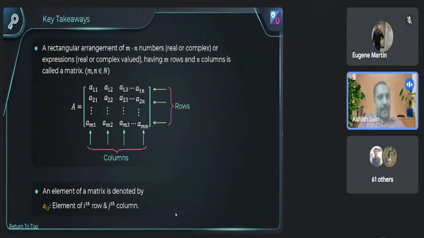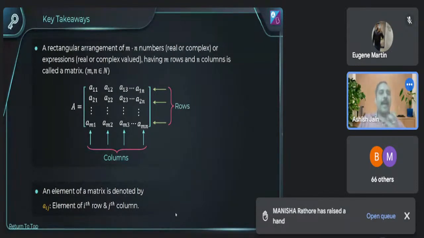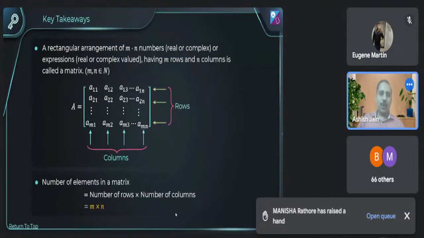ये clear है आप लोगों को? Yes, sir. We always represent or address any element by the location of its row and column. First value is for row, second value is for column. If A of ij, we say that i is the ith row and j is the jth column element. Clear hai? Chalo.